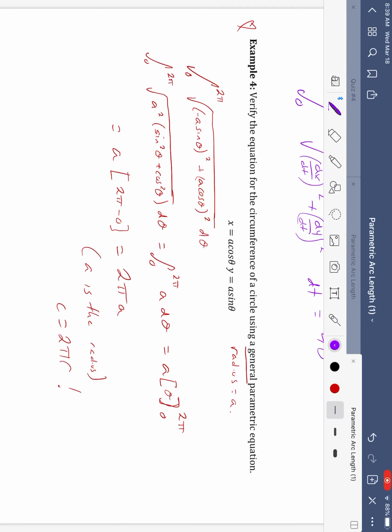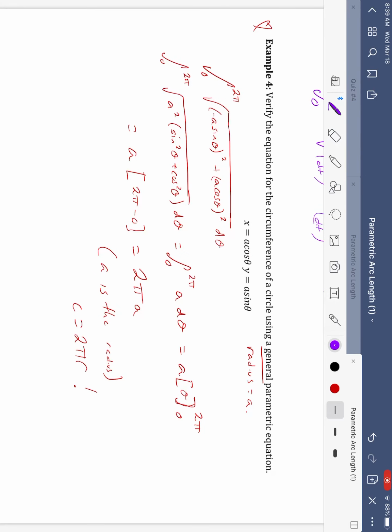All right, example 4, and the last one. I think there's one very similar to this on your web assignment tonight too. Verify the equation of circumference of a circle. So where did the circumference equation come from? You all know that C equals 2 pi r, which is very nice. But you can prove it here by using a general parametric of a circle. Remember, this is good recollection from last Friday. This is a general parametric of a circle. A is your radius, and they have to be the same. If A is different from the other A, that means this would be an ellipse.